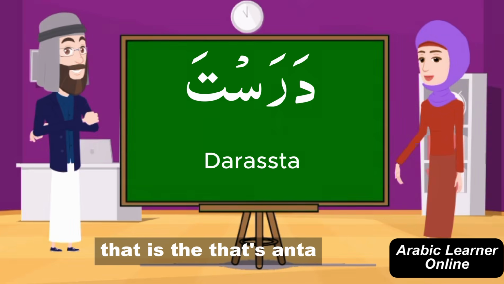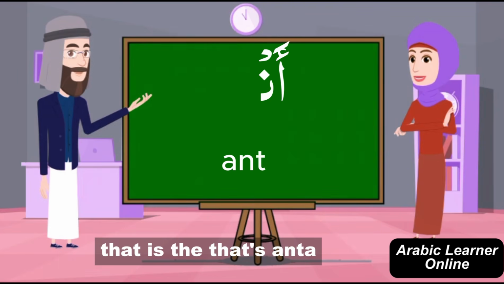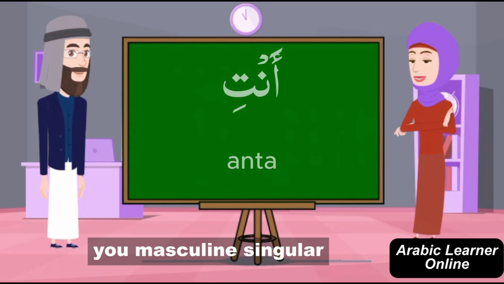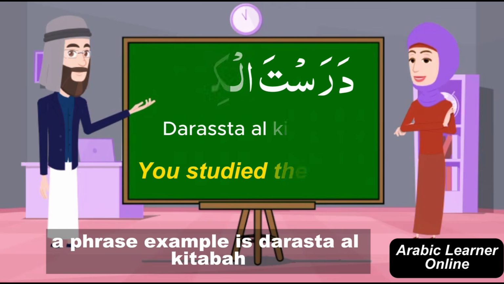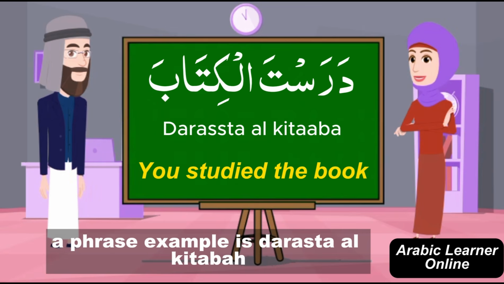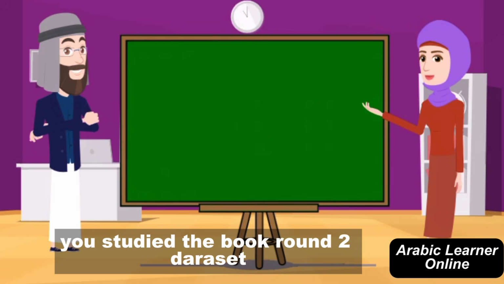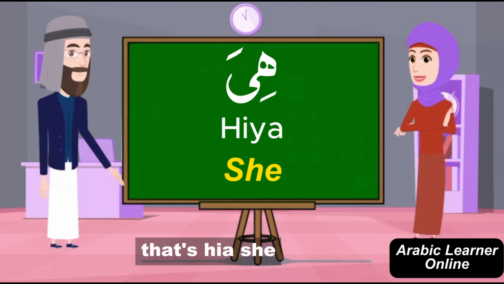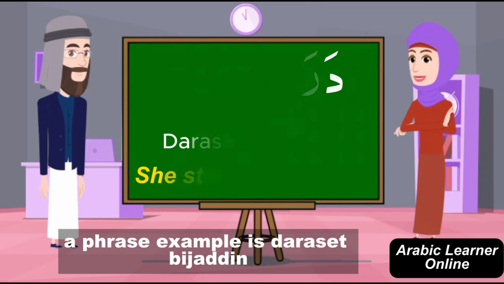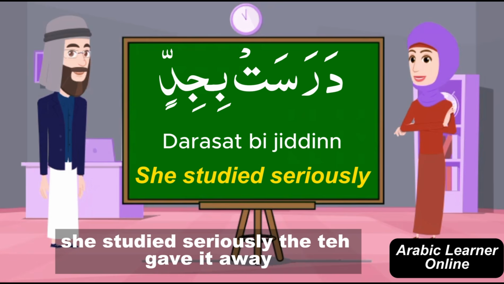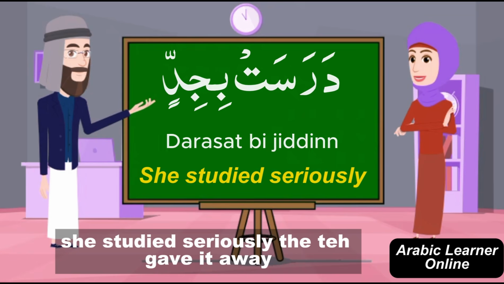Darasta. That's anta. You, masculine, singular. A phrase example is darasta al-kitaba. You studied the book. Round 2. Darasat. That's hiya, she. A phrase example is darasat bijiddin. She studied seriously. The t gave it away.